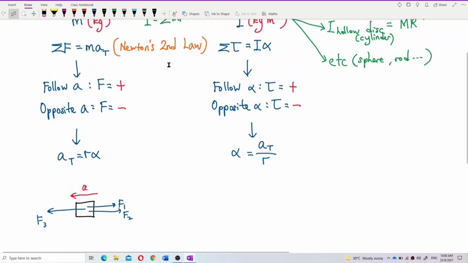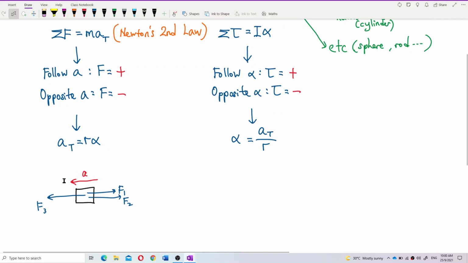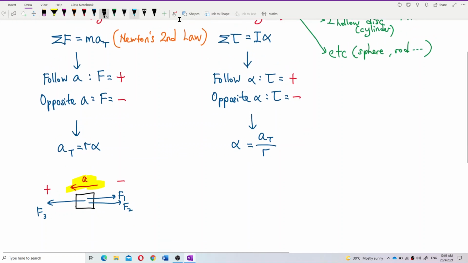We use Newton's second law. When we have acceleration, we compare with the acceleration. Forces in the same direction as the acceleration are positive. Like this, F1 and F2 are opposite the acceleration, so these two forces are negative. Same direction as the acceleration is positive, opposite the acceleration is negative. The same thing goes for torque. Let's say I have a wheel here, maybe a uniform cylinder. Let's say I have a few torques here.